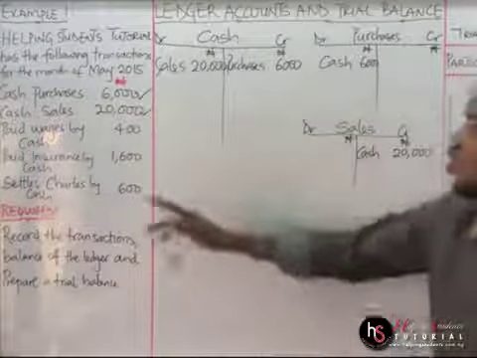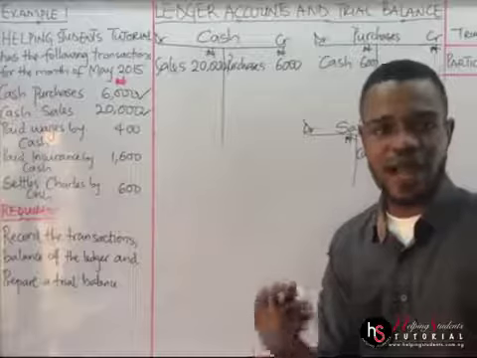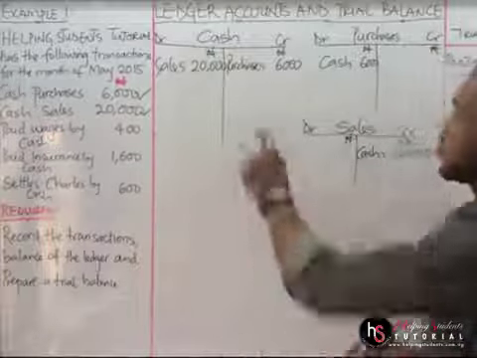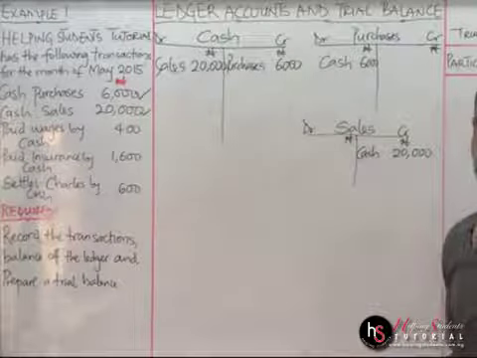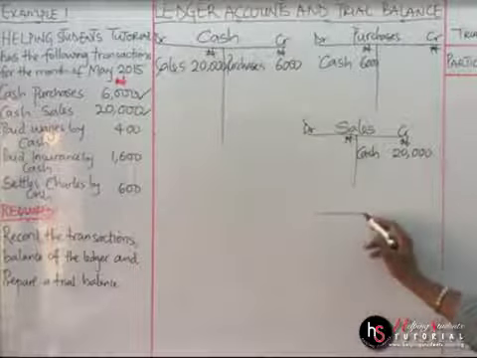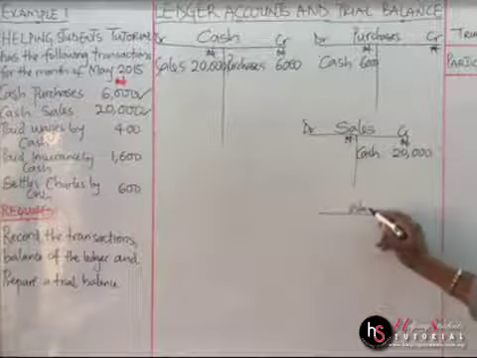Now when we come over to the third one, they said paid wages by cash. So we need a cash account and a wages account. Already we have a cash account, right? So all we need now is a debit account, a wages account. So we have wages.